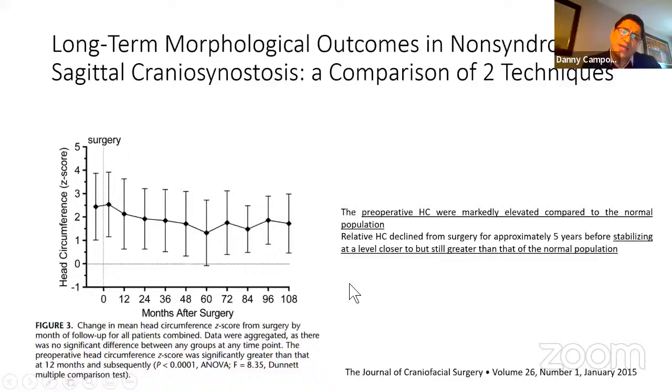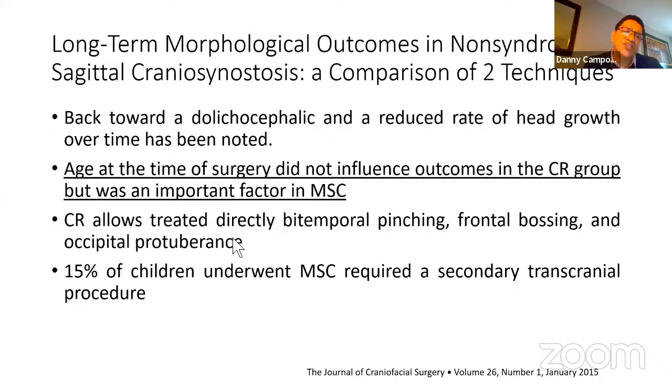And what about head circumference? In general, patients with sagittal craniosynostosis have a preoperative head circumference markedly elevated compared to the normal population. But over time, they get closer to the normal population, though still greater than the normal population. At about 5 years of follow-up, these patients are near the average of the normal population. Age at the time of surgery did not influence outcome in cranial vault remodeling, but it is an important factor in patients undergoing strip craniectomy. This is possibly related to the velocity of growth in very young children.